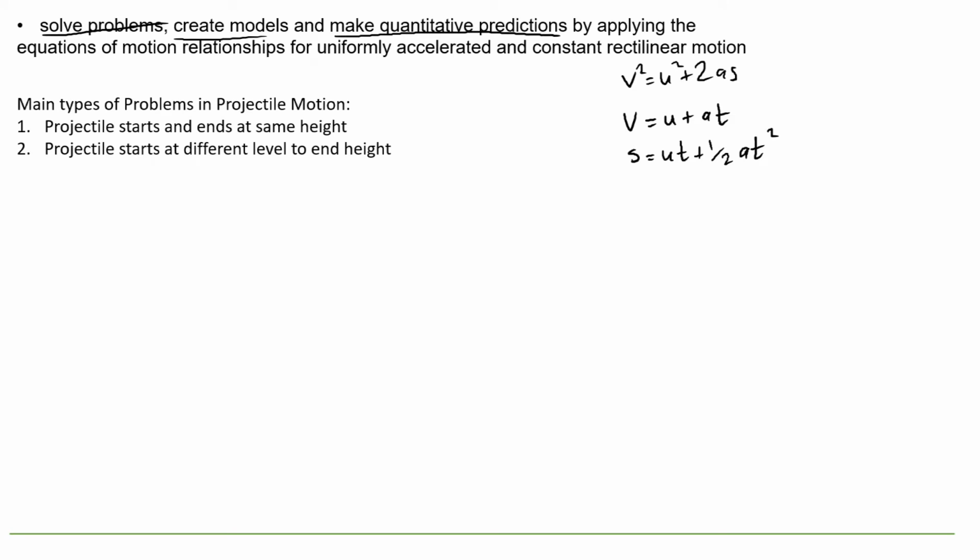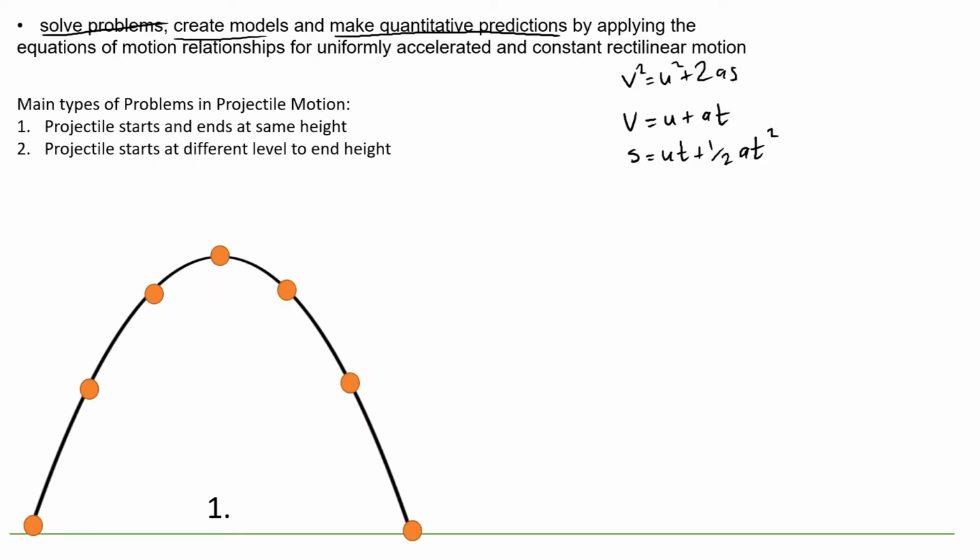There are two main types of problems in projectile motion questions. The first one is when the projectile starts and ends at the same height. So you have that as the first example there. It starts and ends at ground level.